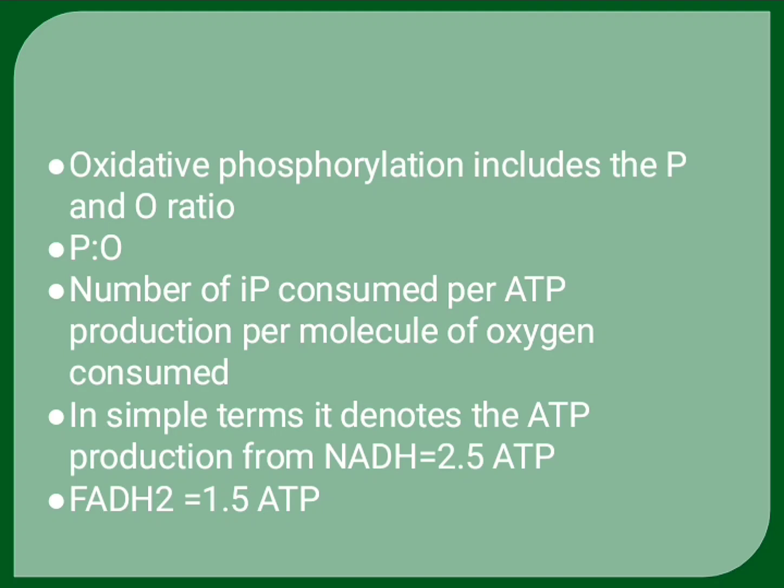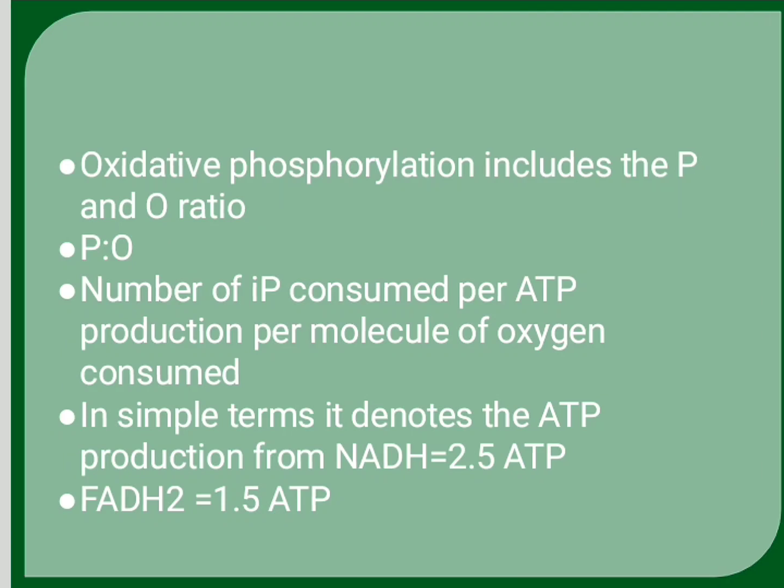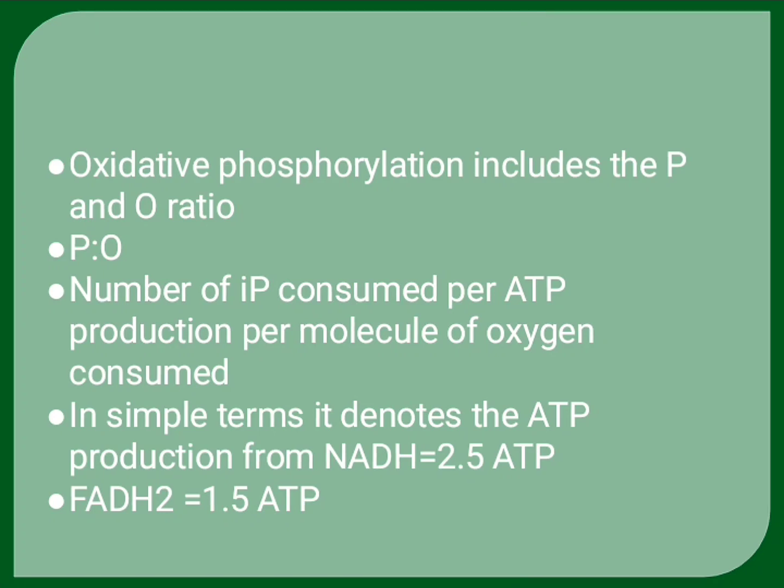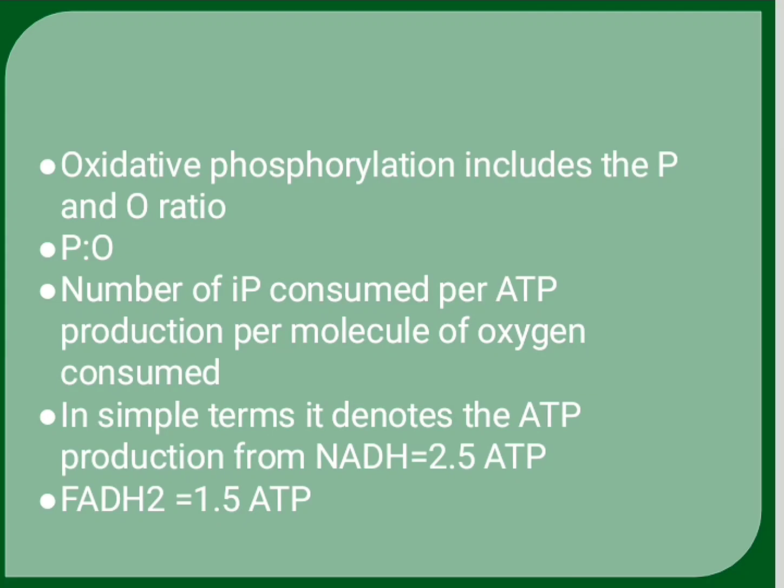Oxidative phosphorylation includes the phosphorus and oxygen ratio. Obviously, ATP will be produced and ultimately the electrons are transferred to the oxygen, and then there is a formation of the water molecule. The P/O ratio is the number of inorganic phosphates consumed per ATP production per molecule of oxygen consumed. This is the balanced ratio in which the ATP is produced and oxygen is consumed. In simple terms, it denotes the ATP production.